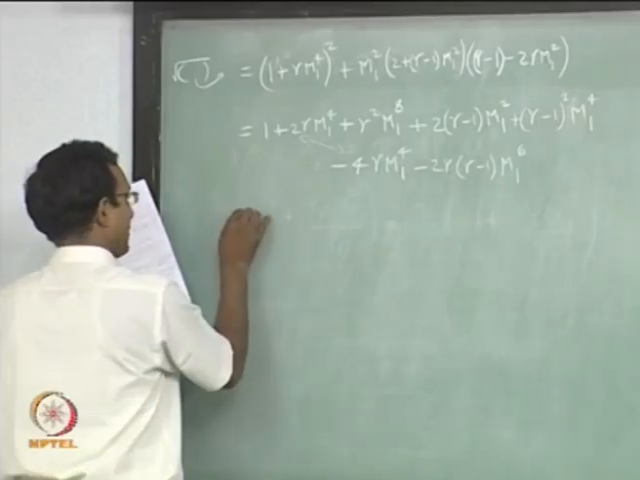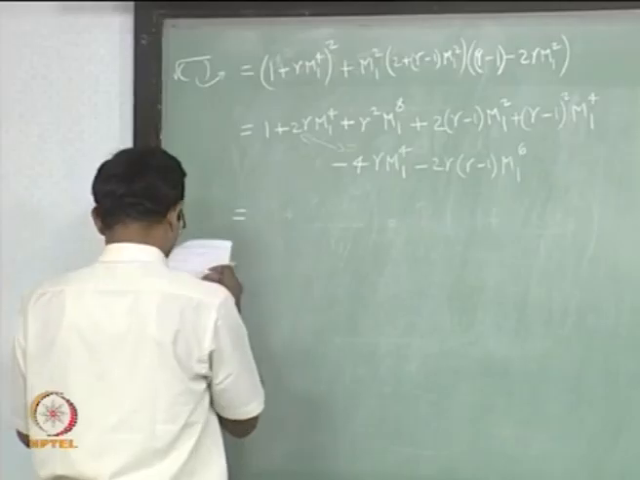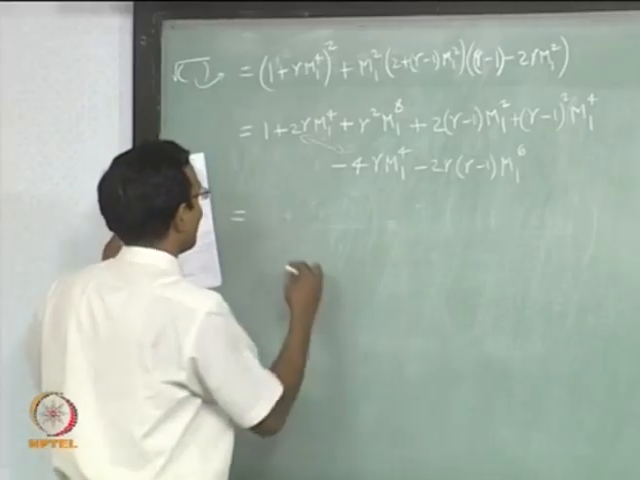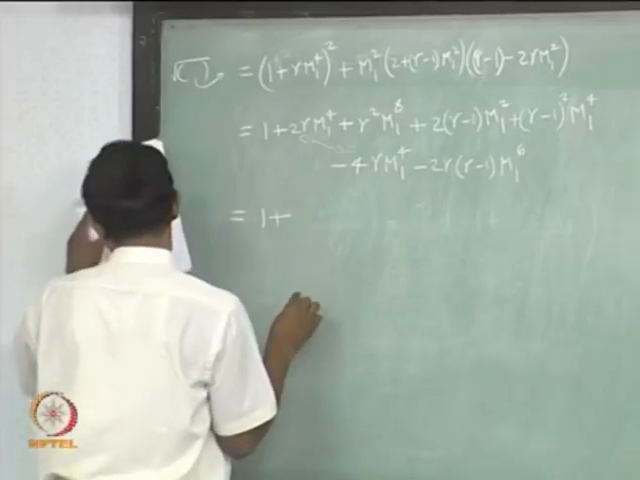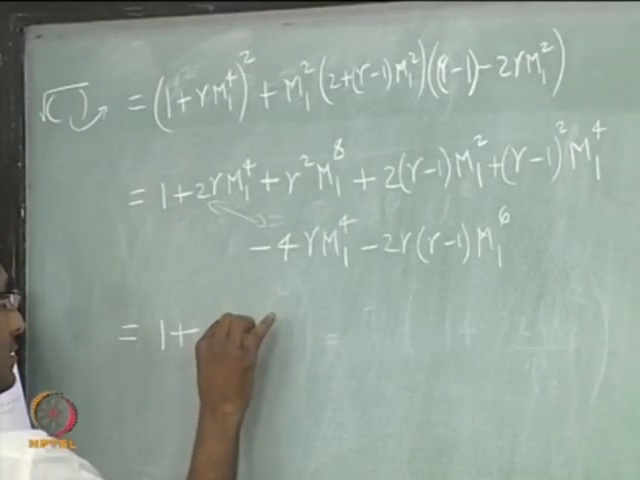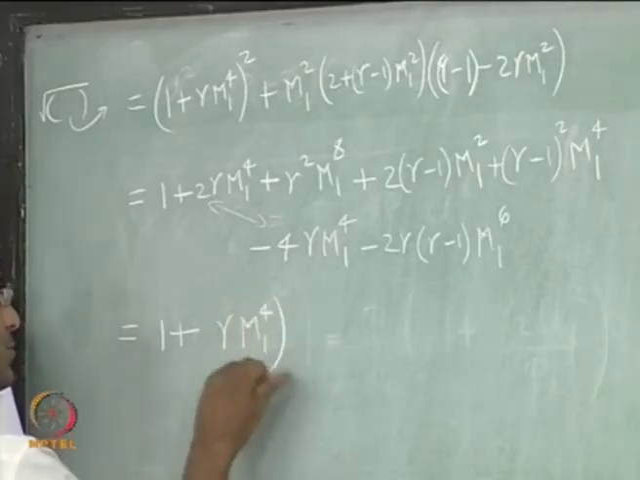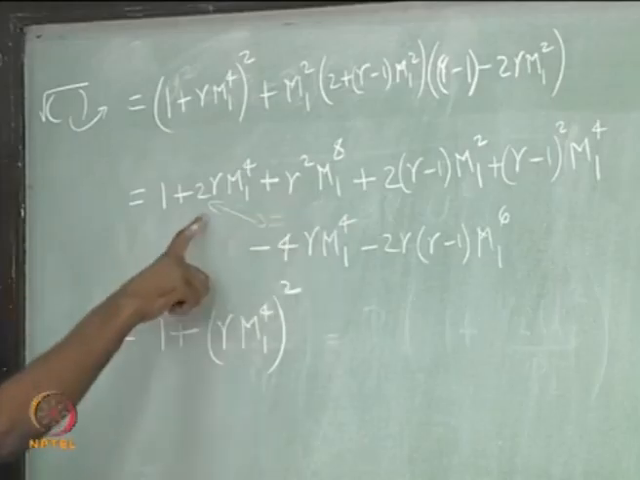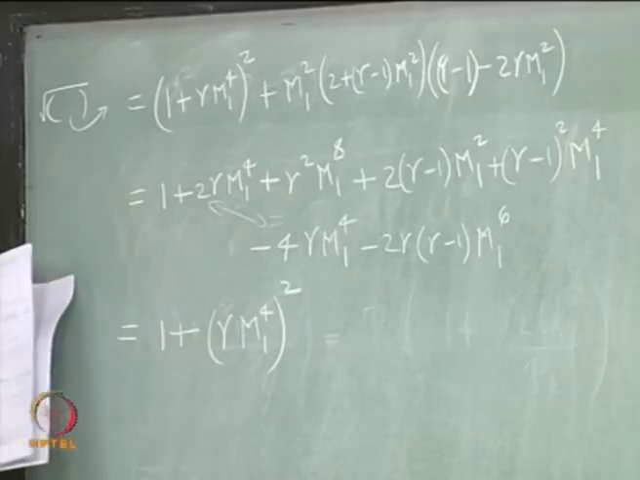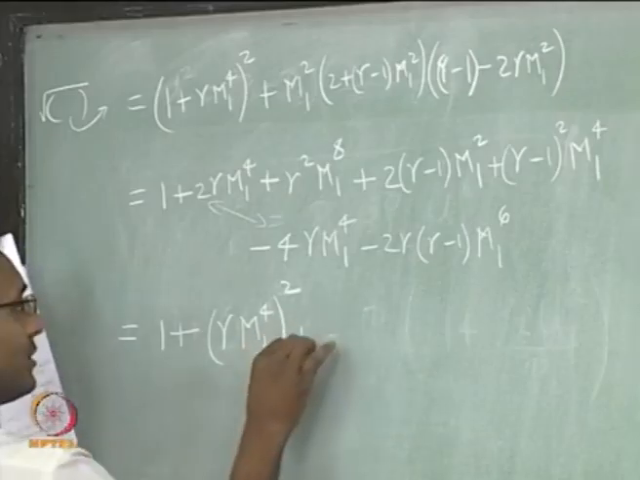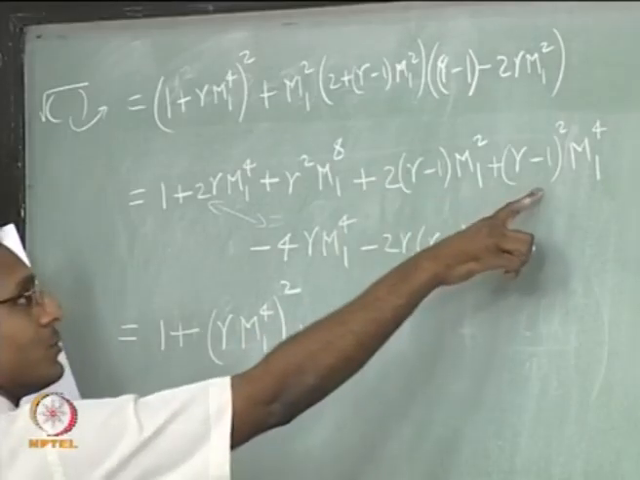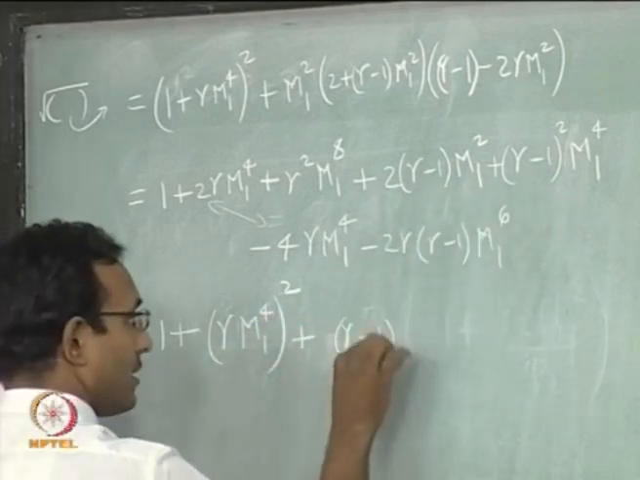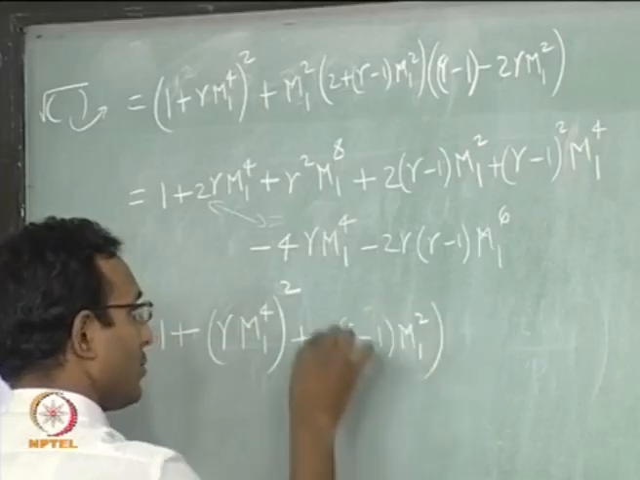Now, I will rewrite that. I will group my terms in a nice way so that I can simplify this further. I am going to write it as gamma m1 power 4 whole square, which is what it was originally, this term. I did not write this minus 2 gamma m1 power 4 yet. I will write it next, but before that I will write this gamma minus 1 m1 power 4 term. I will write that as gamma minus 1 m1 square whole square.